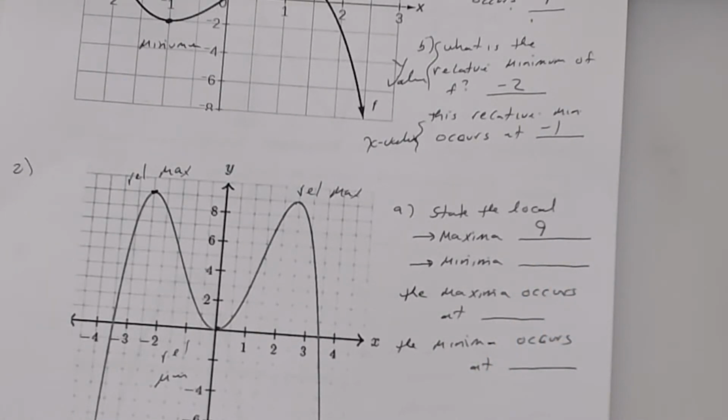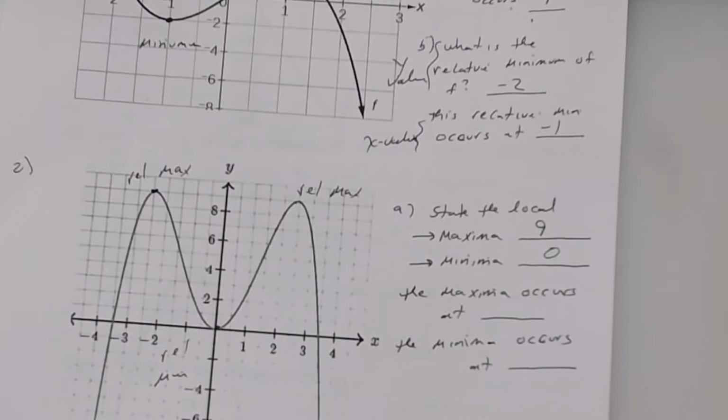What is the relative minimum? First of all, how many minimum points are there? 1. What's that y value? 0. It does occur at the origin, but what's that y value of the origin?